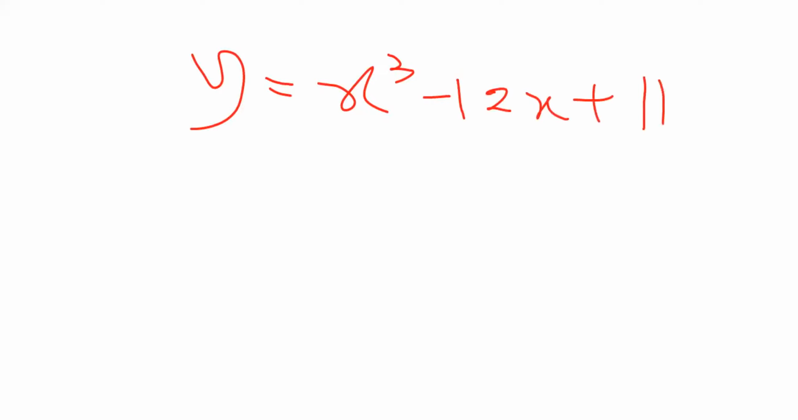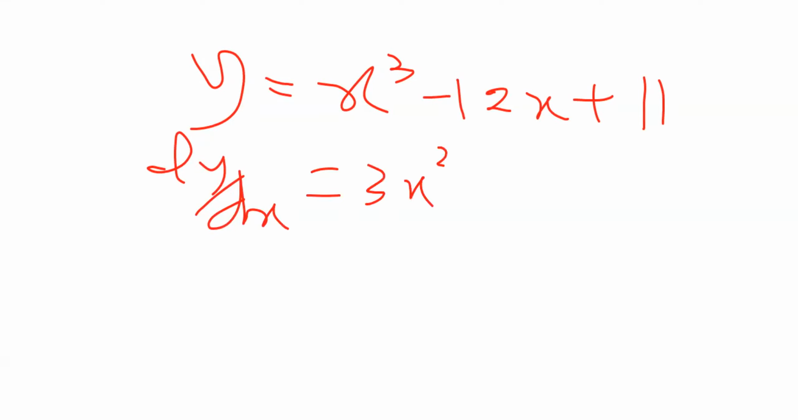We are going to differentiate first. Okay, let me differentiate. 3x squared. That means if you differentiate x raised to power 3 minus 12x plus 11, dy/dx is 3x squared minus 12. Good. Now, after this level, what do we do? Tell me, what's the next thing?